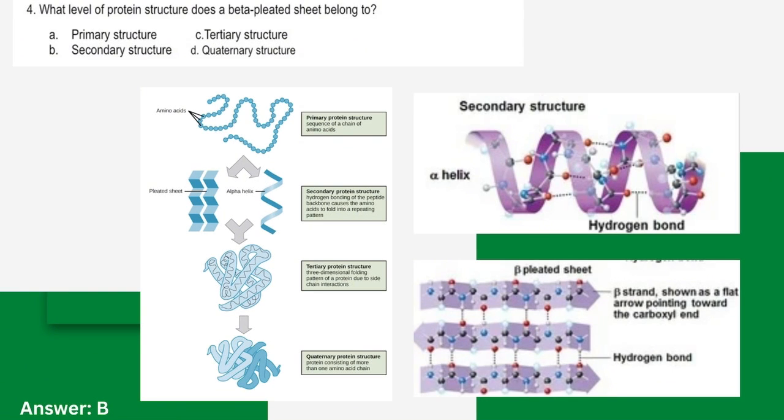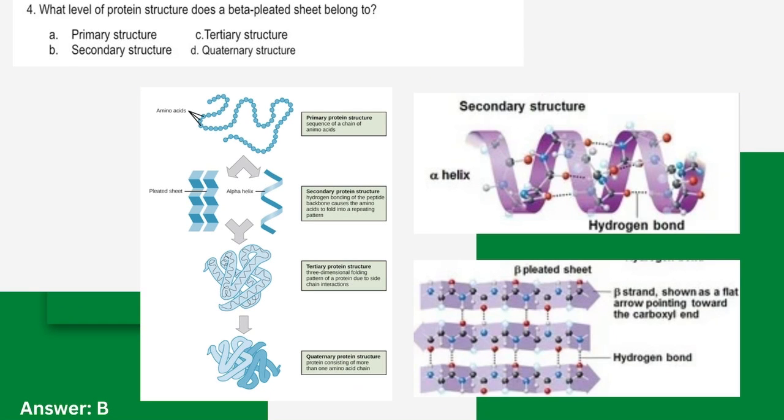So when we're talking about the structure of proteins, we can classify them into 4. Okay? The primary protein structure, secondary protein structure, tertiary protein structure, and quaternary protein structure. Okay, primary structure is only an amino acid sequence, as you can see in the picture. Okay? It's a chain, one long chain of amino acids.